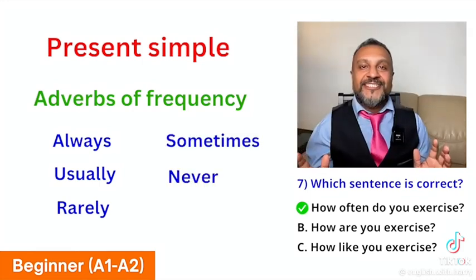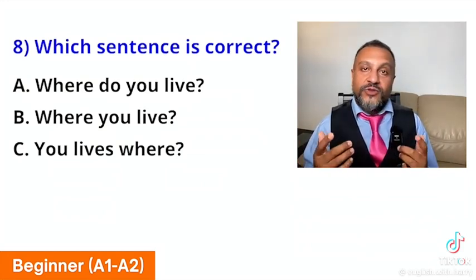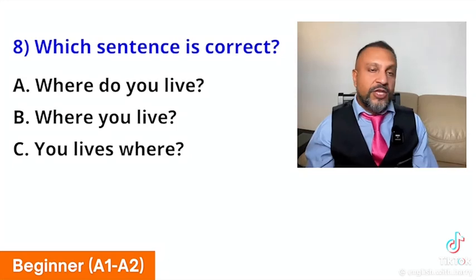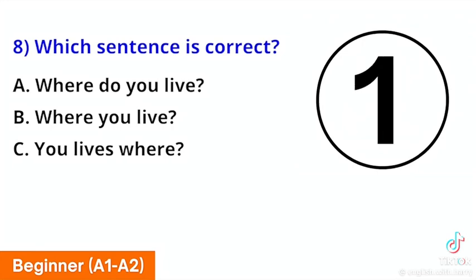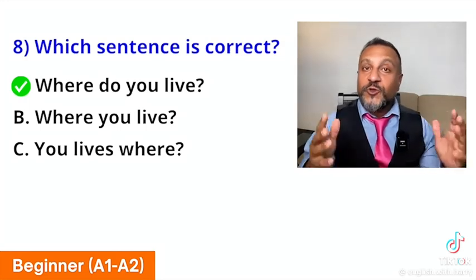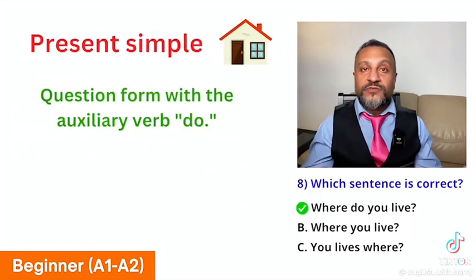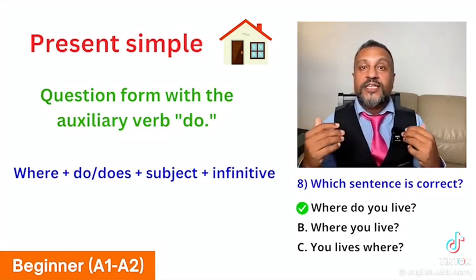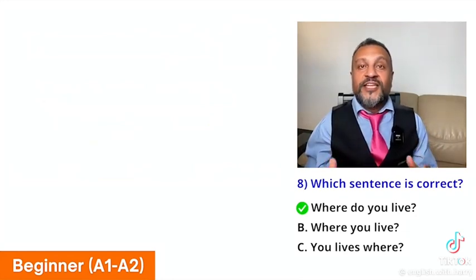The next question, which sentence is correct? Where do you live? Where you live? You lives where? The answer is, where do you live? But why? This is the present simple in a question form, where, do or does, plus the subject, plus the infinitive. You are doing a great job so far. Let's try the next question.